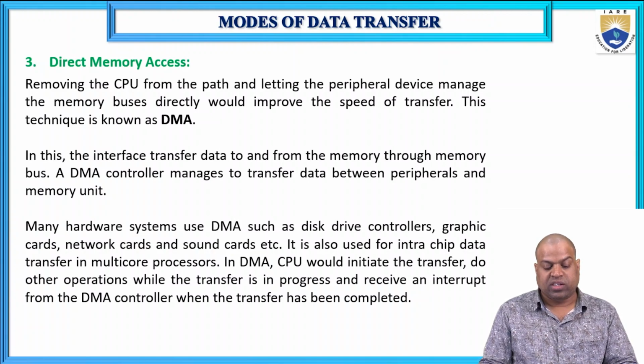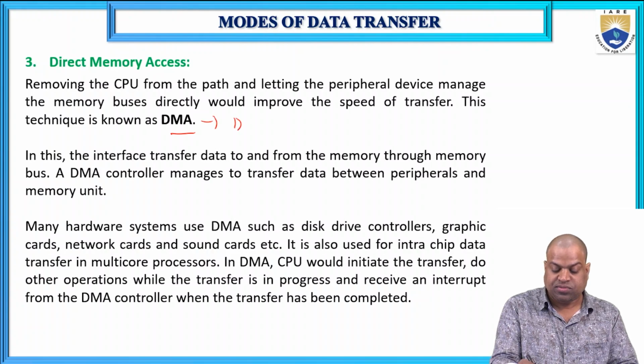And direct memory access: removing the CPU from the path and letting the peripheral device manage the memory buses directly would improve the speed of transfer. This technique is known as DMA. DMA is nothing but direct memory access.